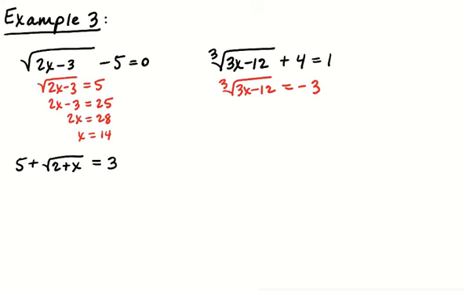Okay, so I'm going to take both sides to the third power. And then I'll have 3x minus 12 is negative 3, all taken to the third, which is going to be negative 27. 3x minus 12 equals negative 27. You add the 12 back, and 3x is negative 15. That happens to be when x is negative 5.